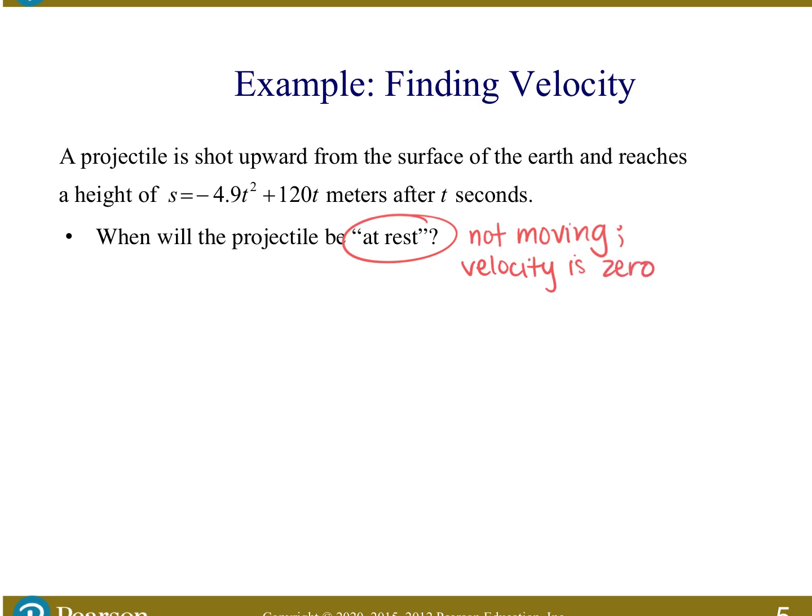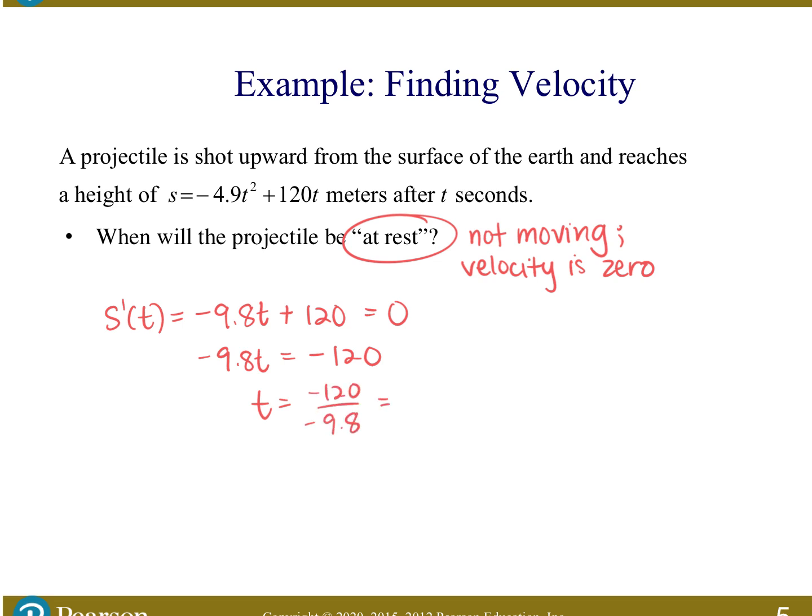And so it's asking us to take the velocity expression we found just prior and set it equal to 0 to find out when it's at rest or when it's not moving. So my s prime of t, which turned out to be negative 9.8 t plus 120, I'll set that equal to 0. And then I'll solve that with my mad math skills. Okay, and using division, negative 120 divided by negative 9.8. This is going to give me a unit in time, and so I'd want to make sure that I had my time unit on here. All right, so negative 120 divided by negative 9.8, what do we got?